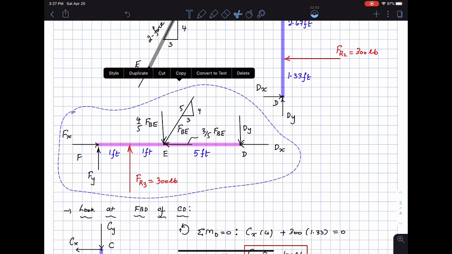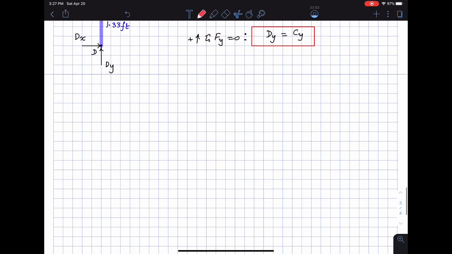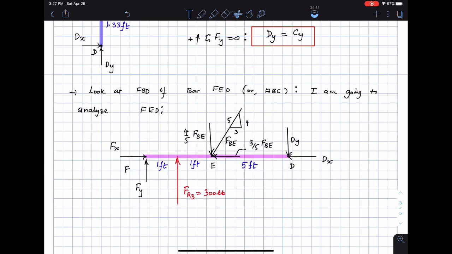If I look at FED, I'm just going to copy this and bring it to the next page, and say I'm going to look at the free body diagram of the bar FED. This is not FBD, this is FED. I'm sorry, this is the FBD of FED. I'm going to look at the bar FED, and here is its free body diagram if you draw it out.